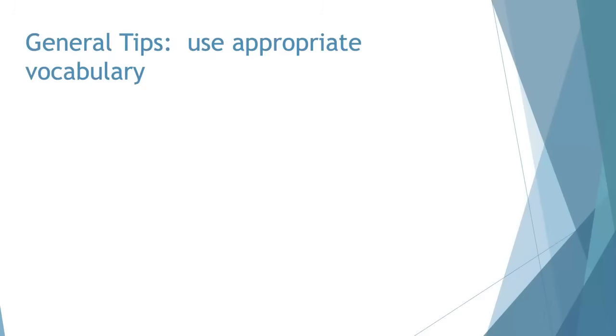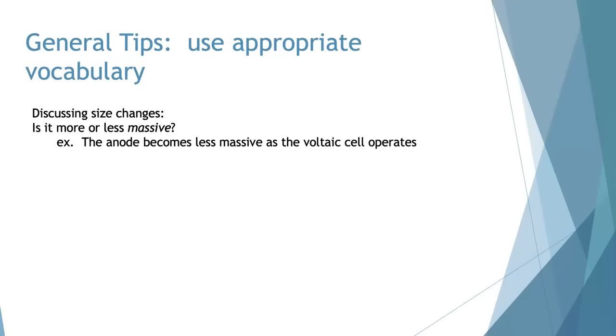Vocabulary, again, will continue to be important if you're discussing size changes as part of your problem. Talk about whether it's becoming more massive or less massive. This is really important when we're talking about electrodes in a voltaic cell. For example, the anode becoming less massive as the cell operates. It's not a volume effect, it's the mass that's changing.